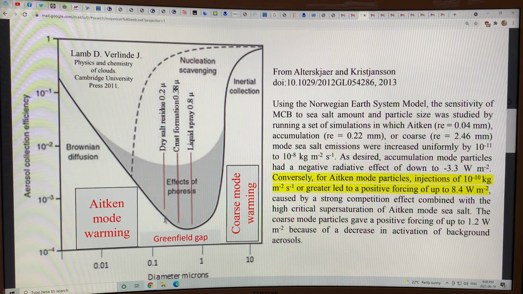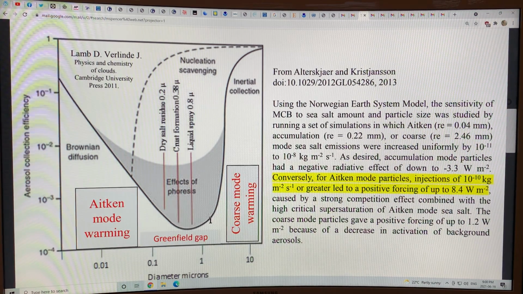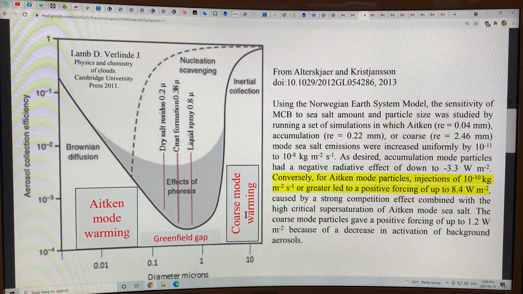Without going too much into the detail, you want to be in this particular region so that the particles do not collide and coalesce and make bigger particles. So this is the Aitken mode with very small aerosols, and this is the coarse mode with much larger aerosols. So you want to be in this sweet spot here.